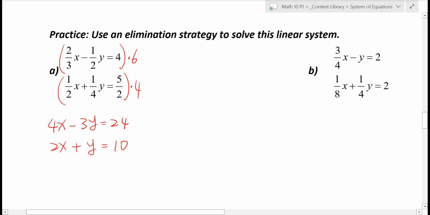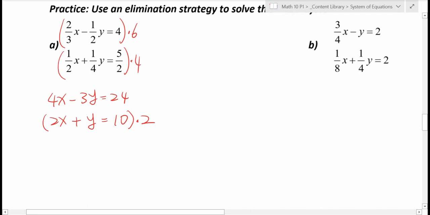Okay, and now I'm going to solve by elimination. Again, I need to make the coefficient of one of the variables the same. So in this case, I'm going to multiply this by 2. So copying the first equation from here, I'm going to call this 1 and that's a 2. I'm copying that. That doesn't change, but I'm multiplying the second equation by 2, so then I get 4x plus 2y equals 20.